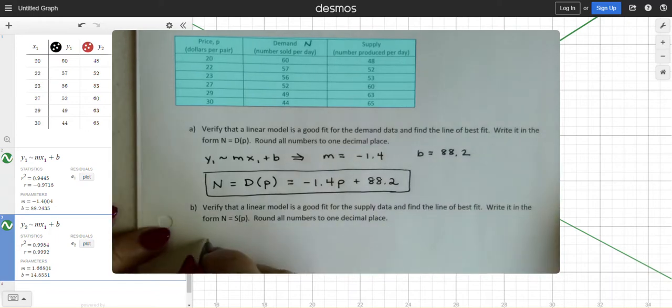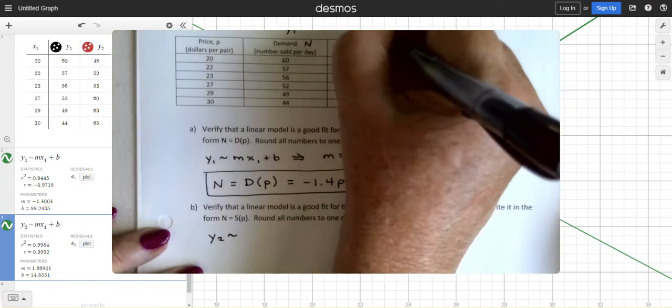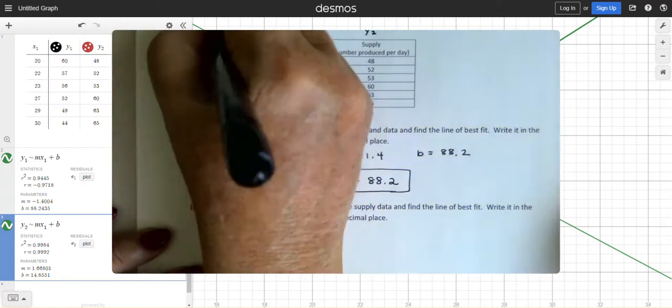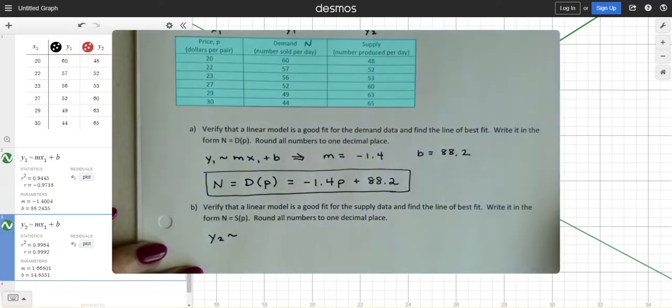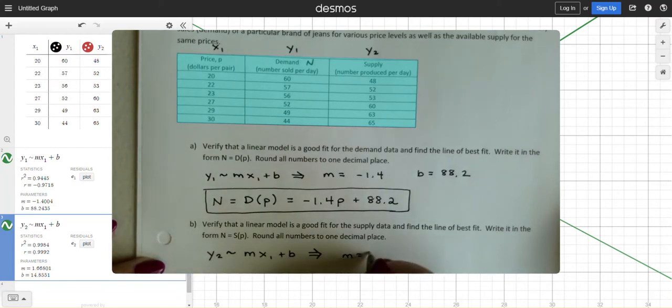So this time, just as a reminder to you, if you look at this later, we used y2. I put this in the y1 column, and I put this in the y2 column. This was in the x1 column in Desmos, right? So I had to do y2 tilde mx1 plus b. And that gave me an m of about 1.7 and a b of about 14.9.